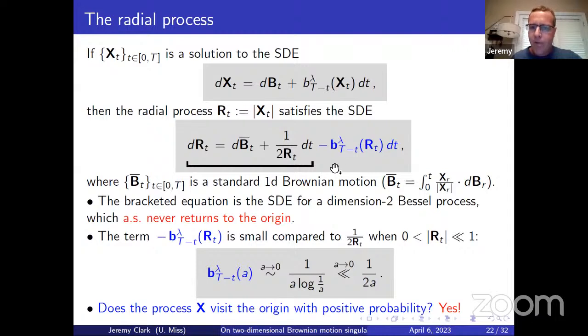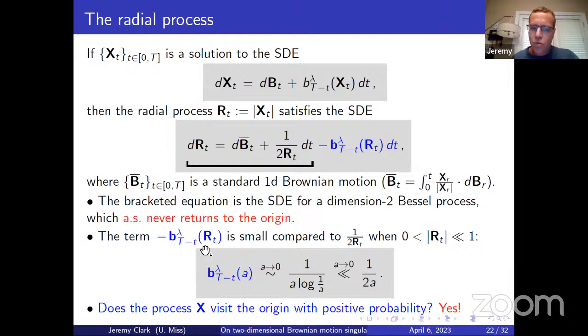Okay, but you've added the blue term, and the blue term is a drift term pointing towards the origin. Now, you can ask, is that drift term enough to make it so that your process will now visit the origin, unlike a two-dimensional Brownian motion?